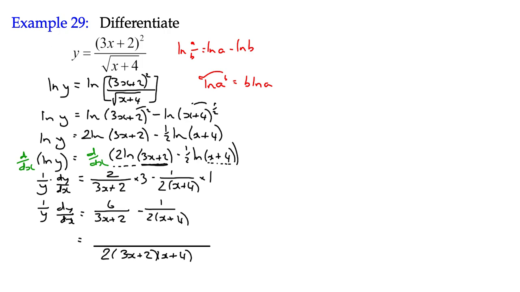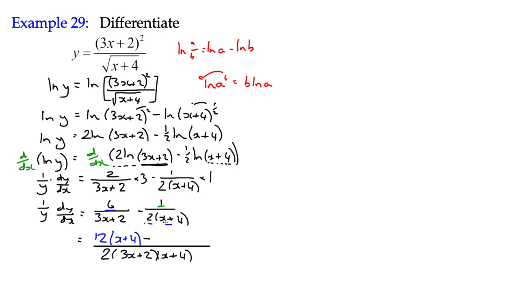You do it in a different colour. So multiplying the 6 by 2x plus 4, we get 12 times x plus 4. Okay, and then I'm going to subtract from that what we get with the second fraction. So we've got 1 here.